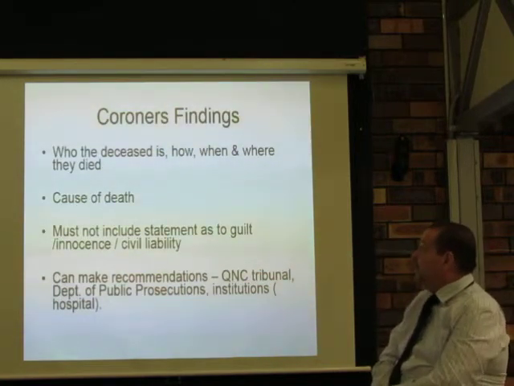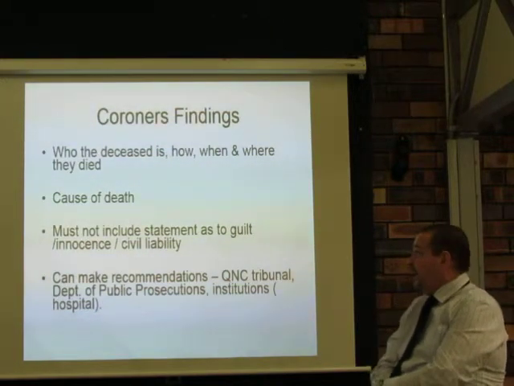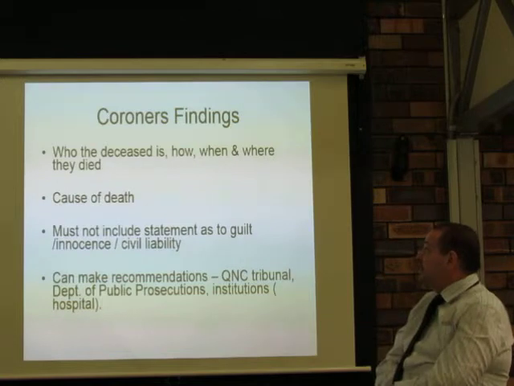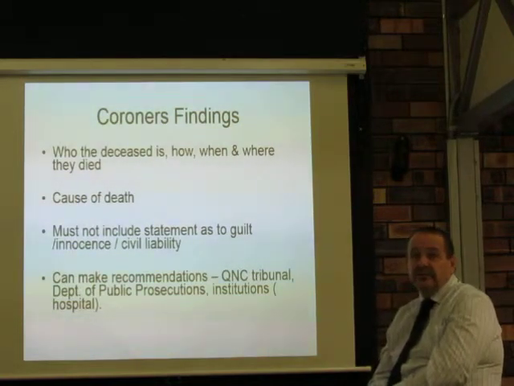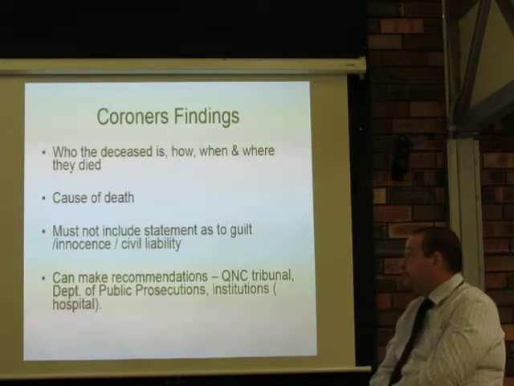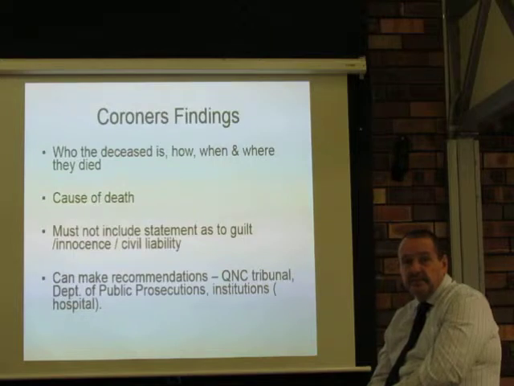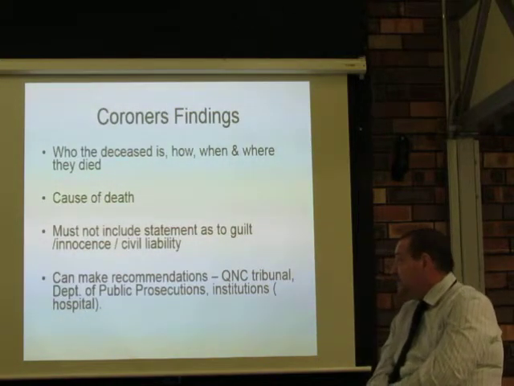The coroner's findings. What can a coroner do once he looks at a cause of death or a death? Who the deceased is, so we mentioned, they're unknown. They can determine who they are, how and when and where they died. The cause of death, so is it a stabbing, is it from an illness?